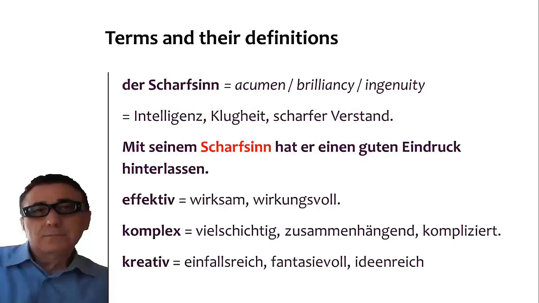Another small group of related words we can use with the job definition and the qualities of an engineer. Effektiv, wirksam, wirkungsvoll. Komplex means vielschichtig, zusammenhängend, kompliziert. Here, if you look at the word complex, you see vielschichtig. Schicht means layer. Vielschichtig, multi-layered. Zusammenhängend, interrelated, interconnected.